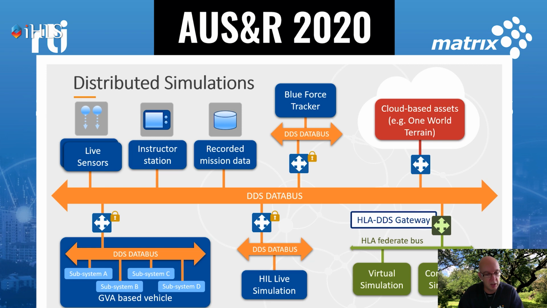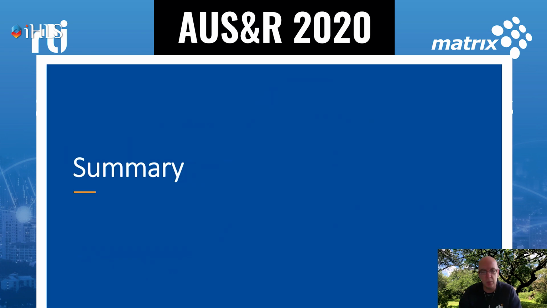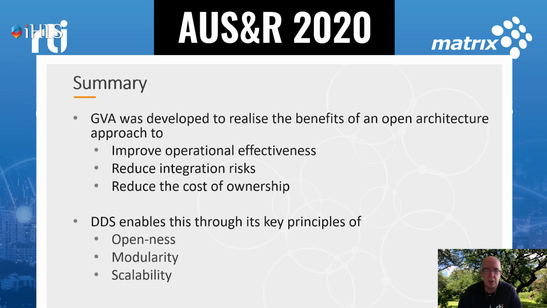So, for example, you can connect a DDS-based GVA vehicle through a bridge, maybe through a secure bridge, to other systems that maybe allow other kinds of sensor data, to asset tracking systems and other simulation systems, to web-based systems through a DDS bridge, and even to other types of simulation systems like HLA, through an HLA to DDS gateway. And in that way, you can build up highly advanced simulation systems that include GVA-style vehicles as part of that simulation.